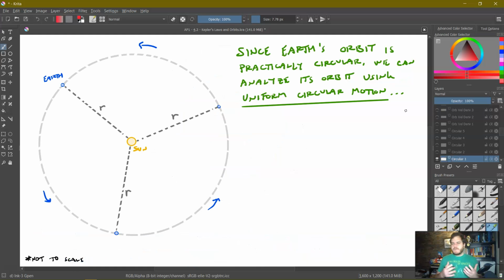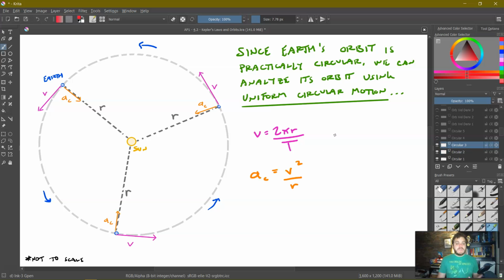And the reason why that's so useful is that if Earth moves in essentially a circular orbit, well then we can analyze its orbit using what we've learned about uniform circular motion. So, as the Earth goes around the Sun at some distance r, the distance between the centers of the two, well, we know for a fact that its velocity will just be 2 pi r over the period, that tangential velocity. And additionally, we know that the acceleration of the Earth toward the Sun will be the centripetal acceleration, v squared over r.